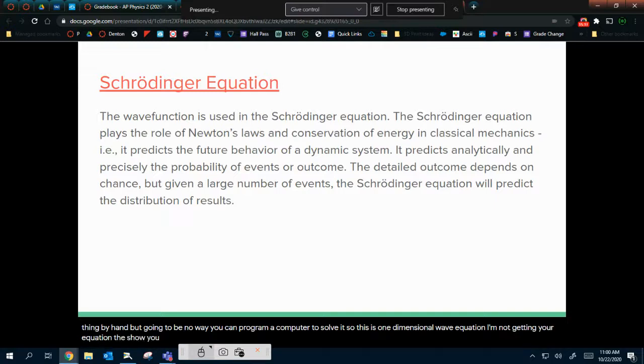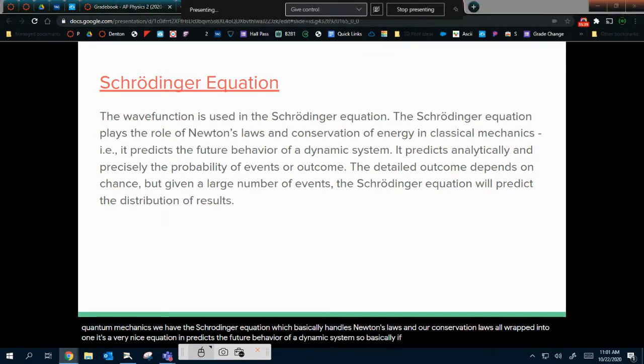The Schrodinger equation plays the role of Newton's laws and the conservation of energy in classical mechanics. So literally in quantum mechanics, we have the Schrodinger equation, which basically handles Newton's laws and our conservation laws, all wrapped into one. It's a very nice equation. It predicts the future behavior of a dynamic system. So basically, if you can feed stuff into the Schrodinger equation, it can predict where things are going to be later.